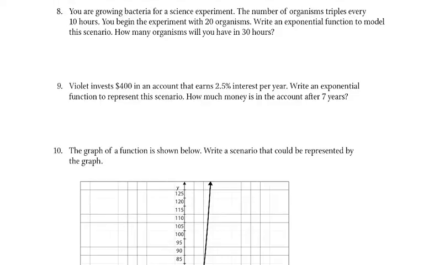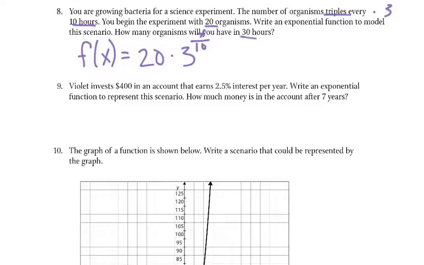Alright, number 8. You are growing bacteria for a science experiment. The number of organisms triples, times by 3, every 10 hours. You begin the experiment with 20 organisms. Write an exponential function. How many organisms will you have? So f of x equals, we started with 20, we're tripling them by 3 every 10 hours, so x divided by 10. How many will we have after 30 hours?